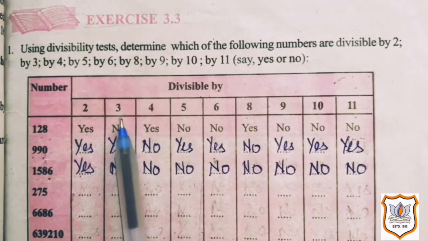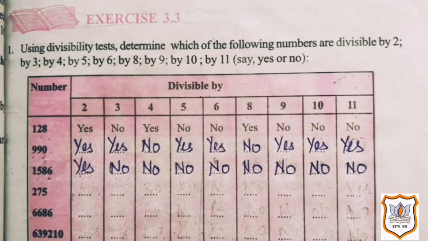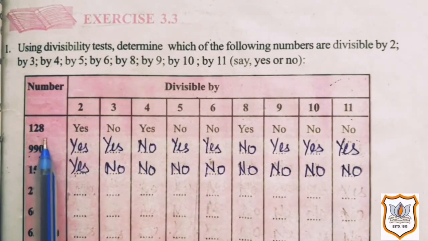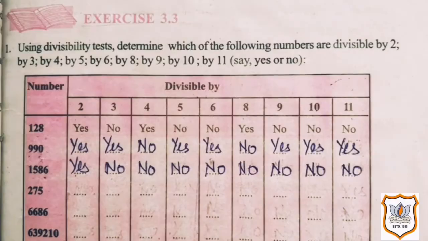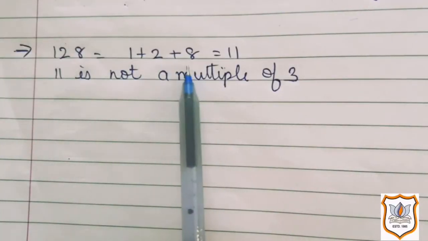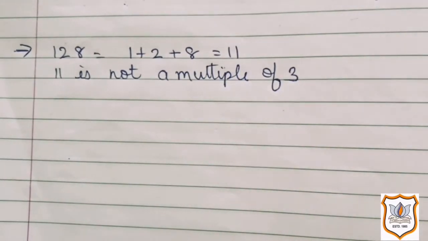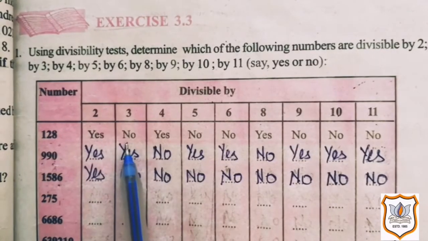Divisible by 3. According to rules, if we add the digits of the number, the answer should be a multiple of 3. First we have to add all the digits of the given number. So by adding 1, 2 and 8, we get 11. And 11 is not a multiple of 3, so the number is also not divisible by 3. So we will write no over here.